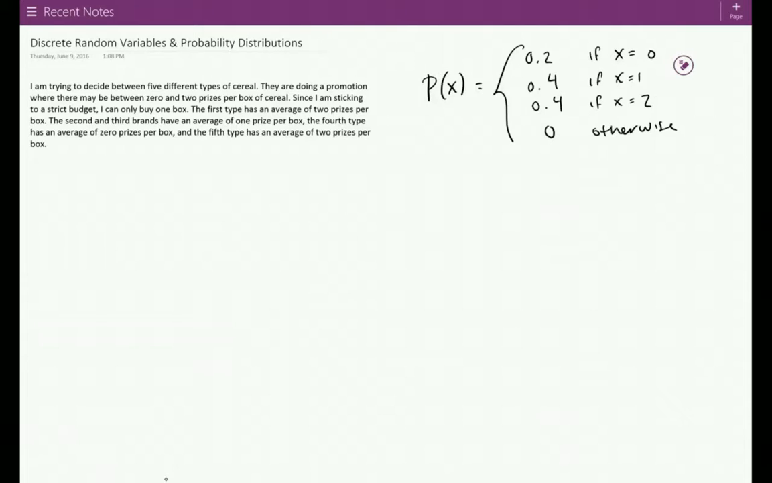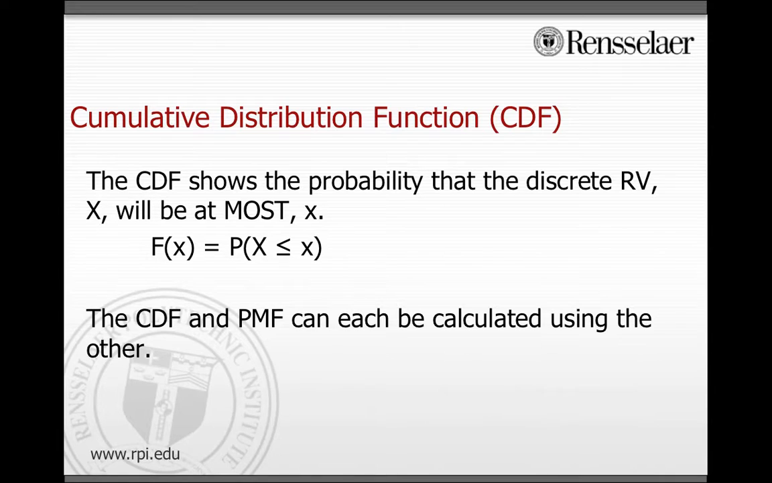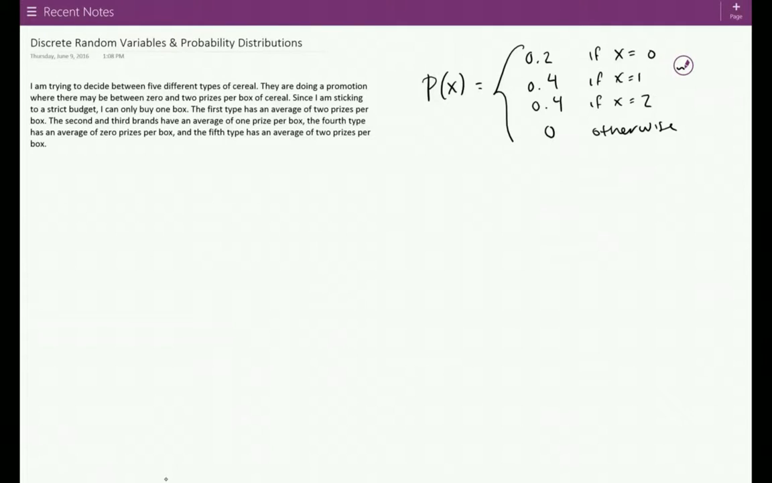Now we can calculate the CDF from the PMF we found in the previous example. Next, we'll look at the cumulative distribution function, or CDF. This function is similar to the PMF, only the CDF shows the probability that the discrete random variable, capital X, will be at most little x, which is stated in the function here. You can derive the CDF from the PMF or vice versa. We will calculate the CDF from the PMF we found in the previous example, left up here for us to reference.